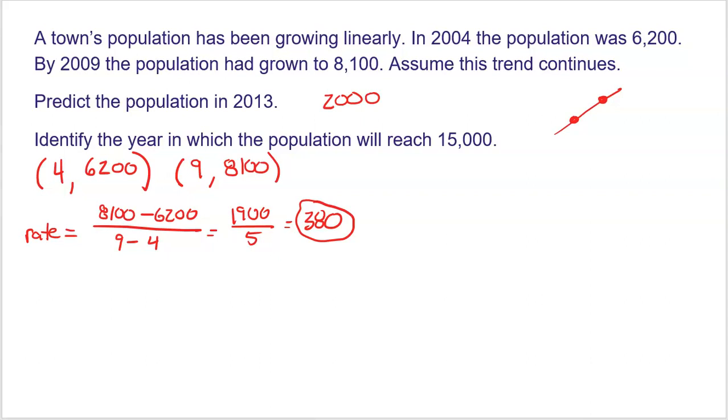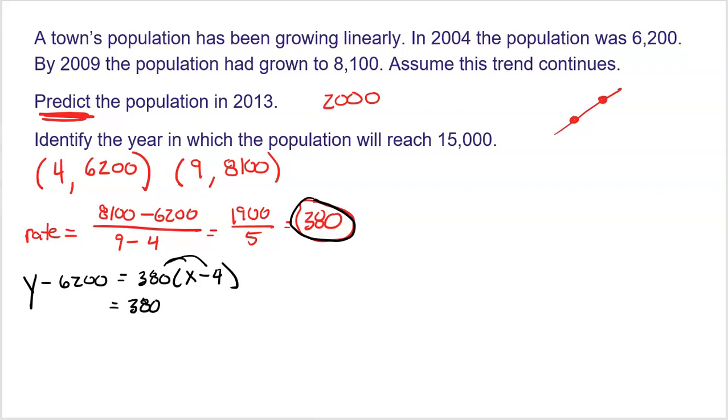All right, now we need to create our equation because we still haven't found the actual equation yet, and we need an equation to do the predicting. So remember, I am in love with point slope form. So we have a slope, 380, and we need a point. You can actually pick either one of them. I'll choose the first point. So it's going to be y minus the y coordinate of 6,200 equals the slope, 380, times x minus the x coordinate of 4. Now it's got a little bit of distribution here, a little bit of algebra. So we get 380x. 380 times 4 is negative 1,520. And then we have to solve for y by adding the 6,200 over.